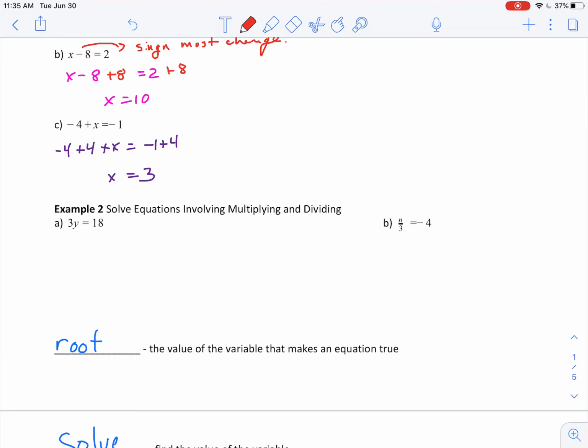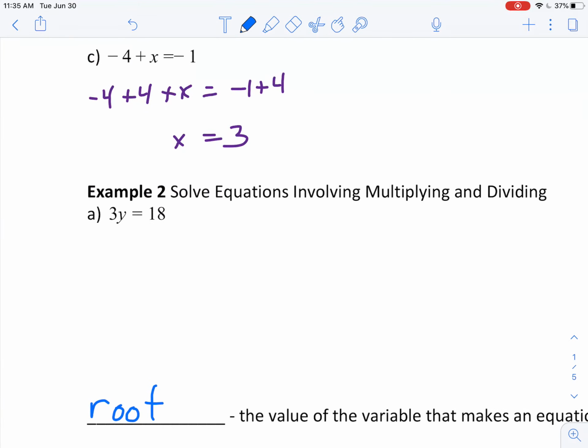I will have 3y is equal to 18. Well, how do I get y isolated? It's being multiplied by 3, so therefore the opposite operation is division. What I do to one side, I must do to the other in order to keep things balanced. So these 3's cancel, I'm left with y, and then 18 divided by 3 gives me a value of 6.